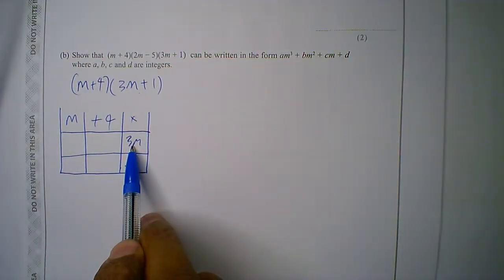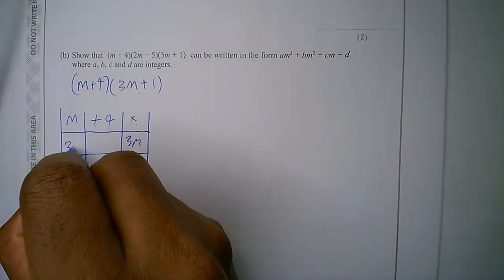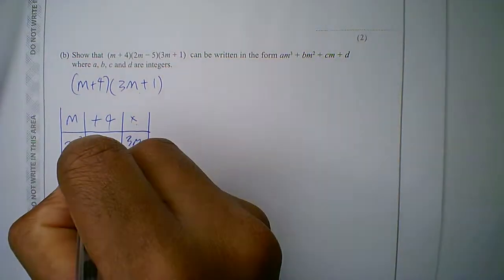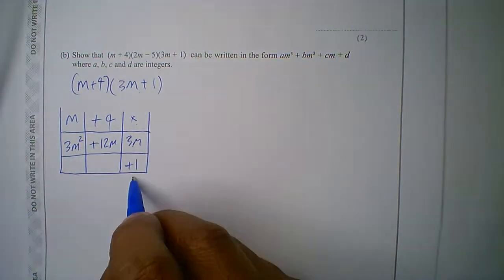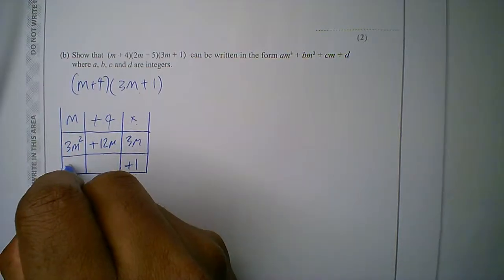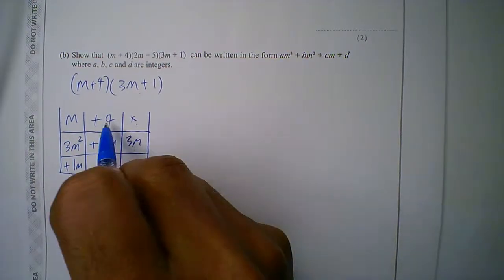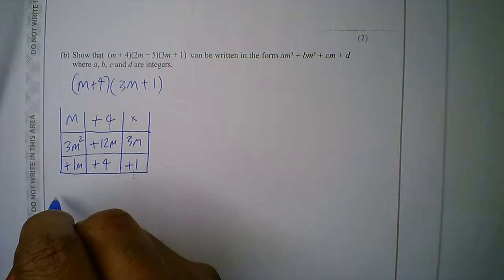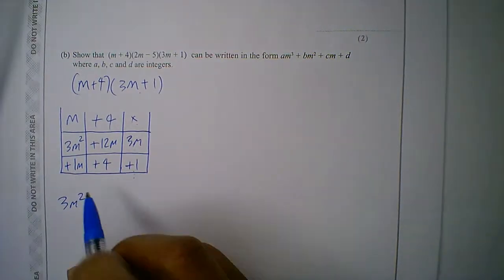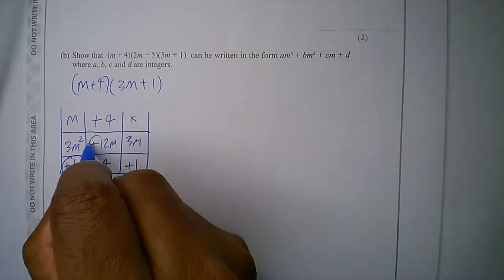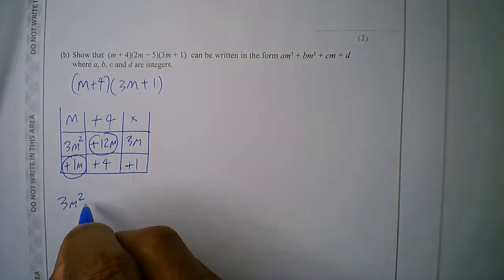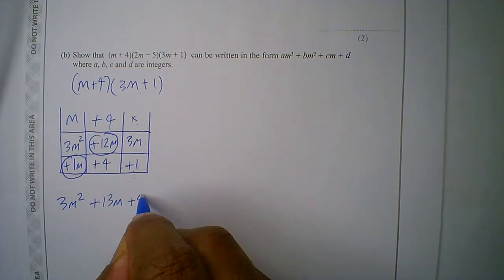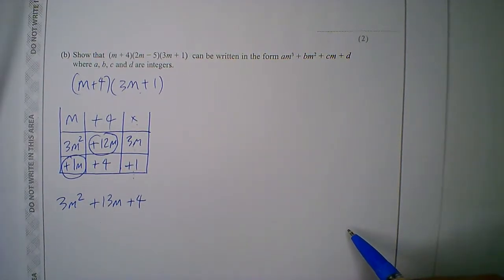Okay, so I'm going to do 3m times m is 3m squared. 3m times 4, so 3 times 4 is 12 plus 12m. 1 times m is 1m, so plus 1m. 1 times 4 is 4, so plus 4. Now I simplify. 3m squared. This is an m term and an m term, so 12 plus 1 is 13m. And then I've got the plus 4 there. So that's my simplified version.